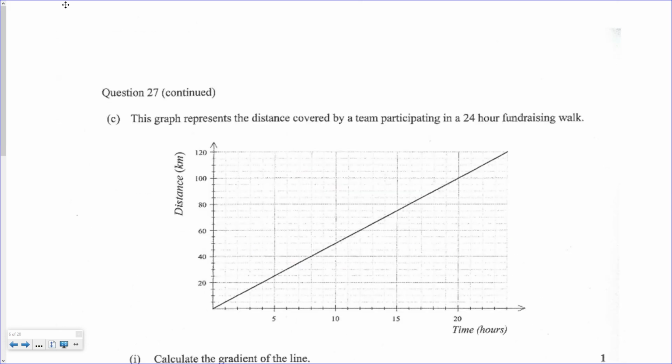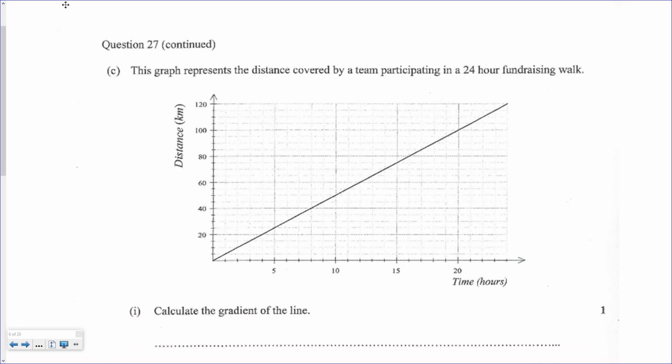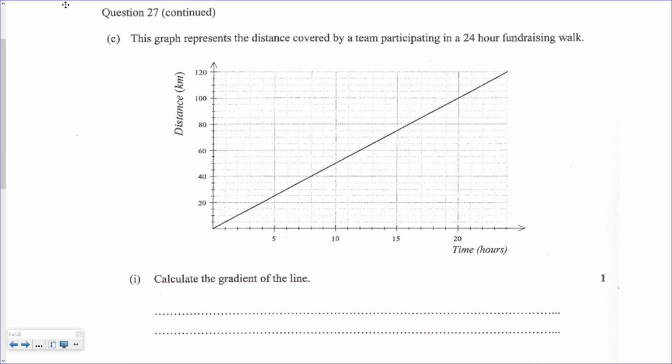Going to the next page, we have a graph that represents the distance traveled by a team participating in a 24 hour fundraiser. So we just have this line, and we want to calculate the gradient of the line. Here we just need to pick 2 points on the line, any 2 points, and just do rise over run. Generally you want to pick 2 points that are on the grid at some point. Simply put, you can just pick this point and this point.